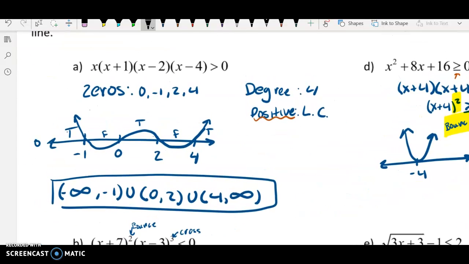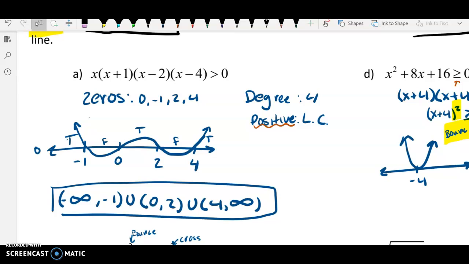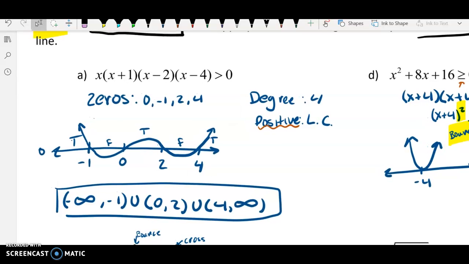So in the first couple, these ones were where they were already kind of factored. So this one's already in factored form. You know that you have the zeros of 0, -1, 2, and 4. So you can go ahead and write those down, -1, 0, 2, and 4. Okay, over here, you know that this is going to be a degree of 4.